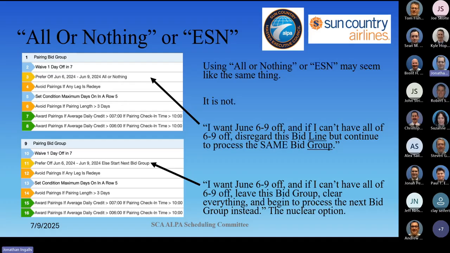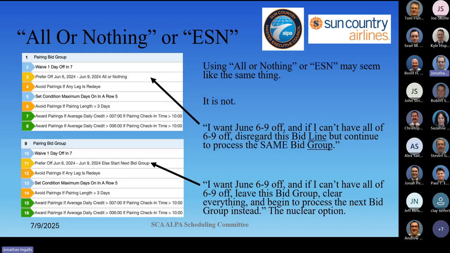So using all or nothing and L star next may seem like the same thing. It's not. One is saying I want June 6 to 9 off, and if I can't have it all, disregard this bid group, keep me in the same bid group, versus L start next, which is I want it all. If you can't give it to me, move me into the next one. Tim Pavlich calls this the nuclear option. I disagree with that. I think this is very surgical. I think this is being very specific about getting what you want exactly and saying at this point, move me to the next bid group. I think the nuclear option is something different.